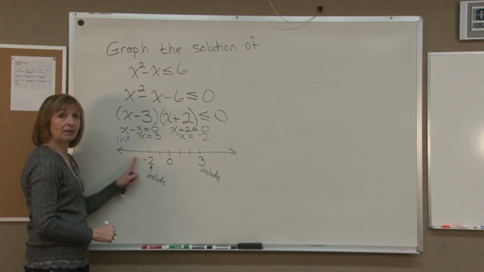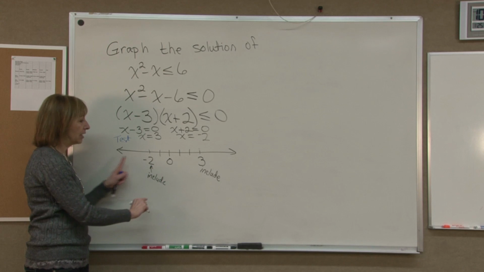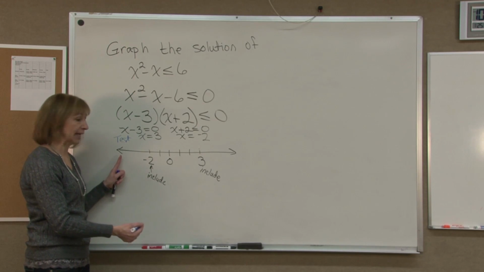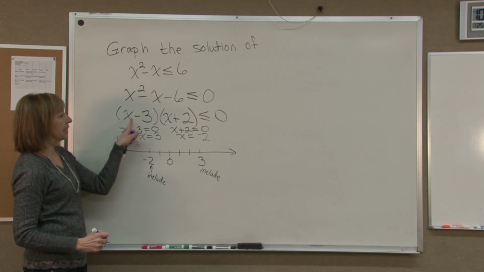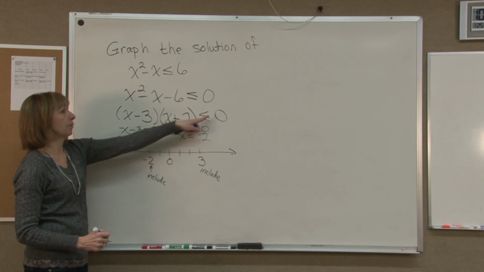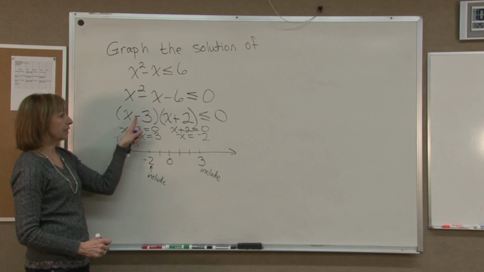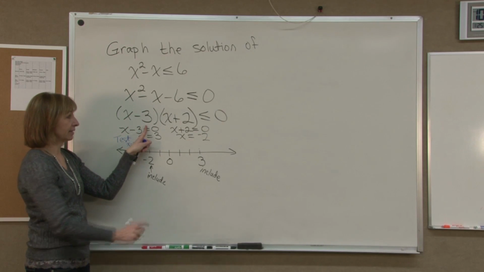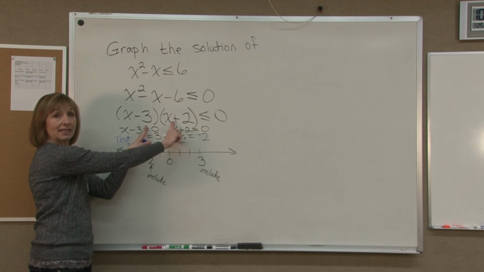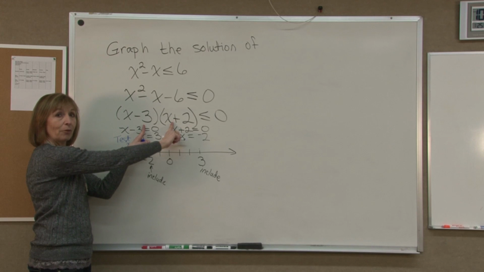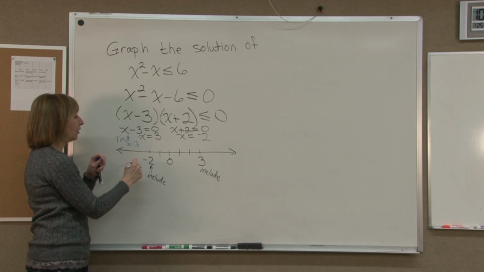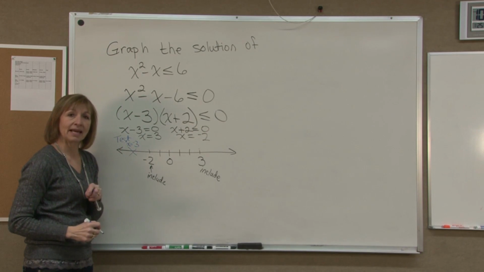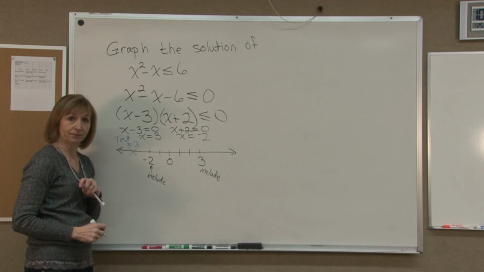So pick any number left of your leftmost cutoff value. Let's pick, for example, -3 as a test. If I put -3 into the factored form of this inequality, -3 subtract 3 is -6, and -3 plus 2 is -1, and -6 times -1 is a +6. Now, +6 is not a number that's less than or equal to 0, so I know that this is not a region that has values of x that make that inequality true.